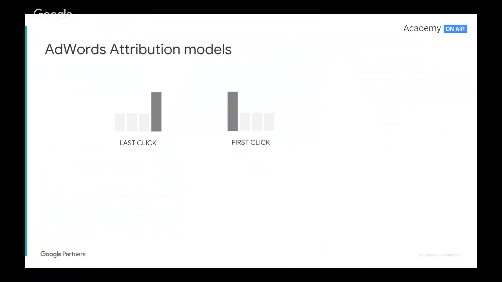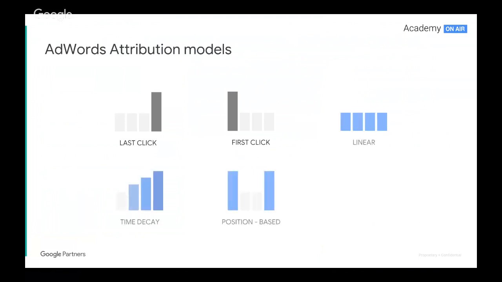First click, similarly a static model that allows us to give 100% of the conversion credit to the very first interaction. So remember when I was looking at best tropical holiday destinations on my mobile, that would take 100% of the conversion credit in this instance.